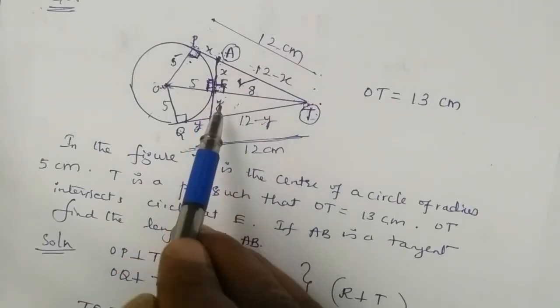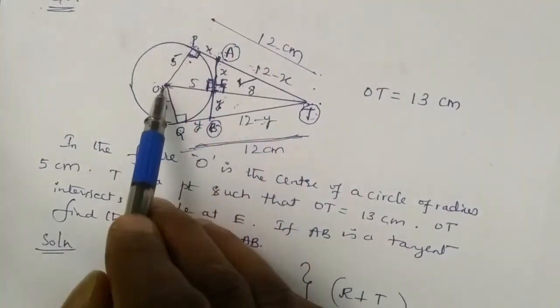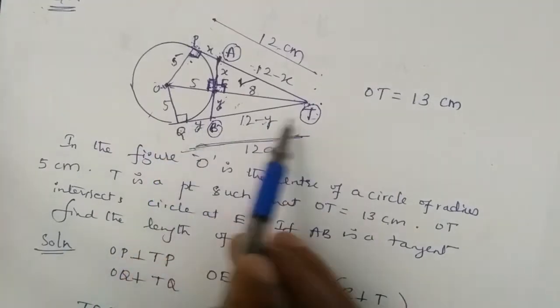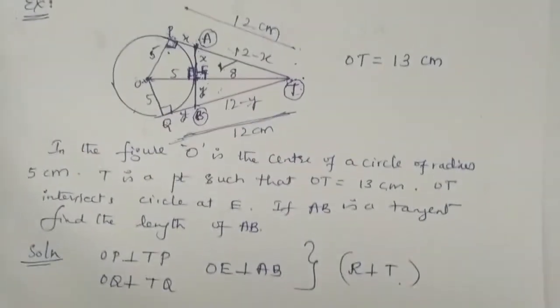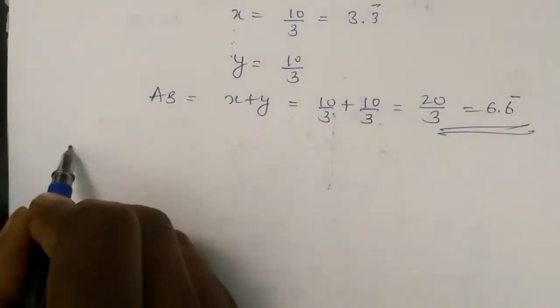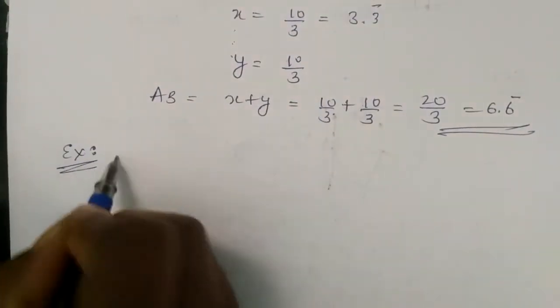So x value, how much? The same for the y value also, because the triangle on this side is the same size as the triangle on the other side. So the x value and y value are both equal. Go for the second example.